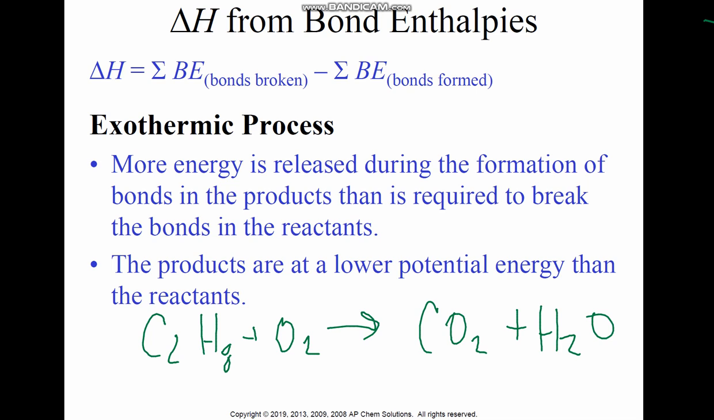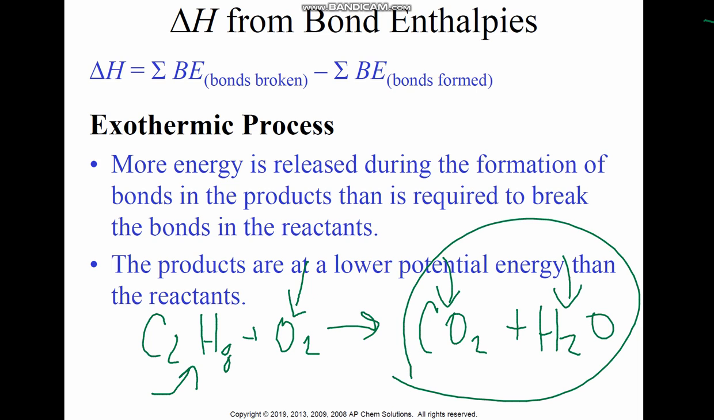So what we're going to have to do is break these bonds and break these bonds, and we're going to be forming these bonds here. The bonds formed are not going to be the same as the bonds that were broken. So these products here are going to be at a lower potential energy than the reactants were in an exothermic process. That means this is going to be exothermic because this actually releases more energy than it takes to break these. Hopefully that makes sense.